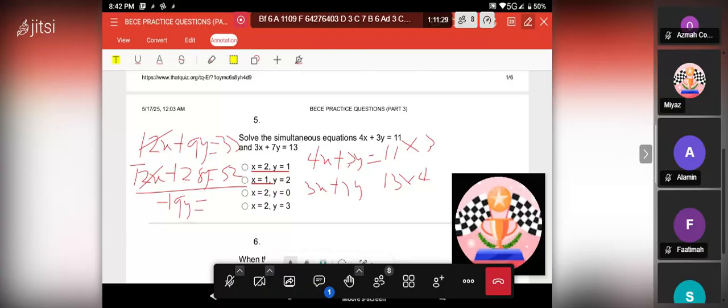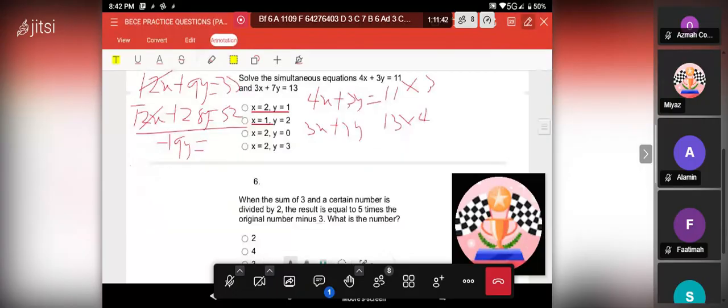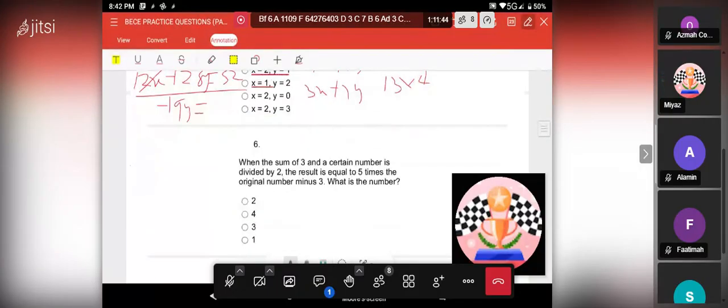Yes, that's correct. Do you get that? Yes, sir. So x equals 2, y equals 1.